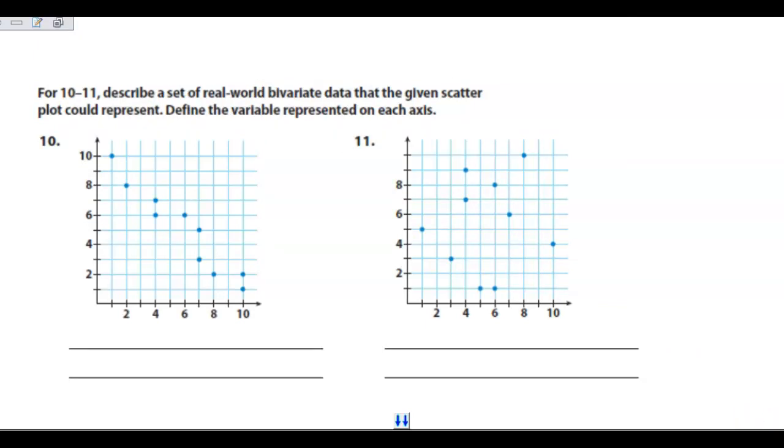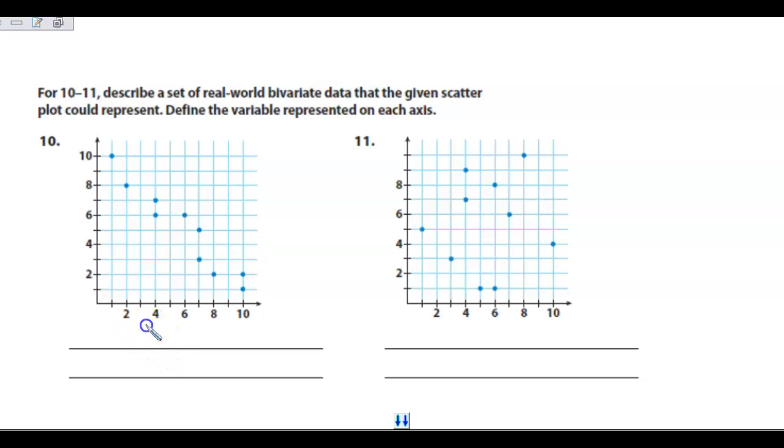So let's take a look at these. For 10 and 11, they want us to describe the set of real-world bivariate data that a given scatter plot could represent, and then define the variable represented on each axis. When I'm taking a look at number 10, I see that it is a negative association. It's fairly linear, so that means that as my independent variable increases, my dependent variable decreases. And so we need to think about something that as this number gets bigger, this number will decrease.